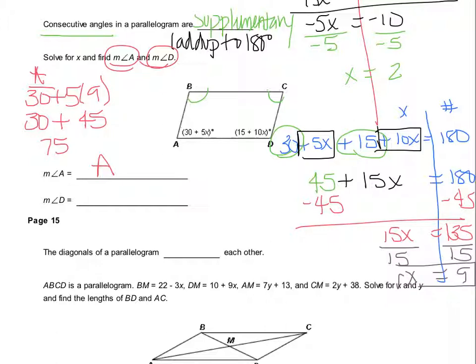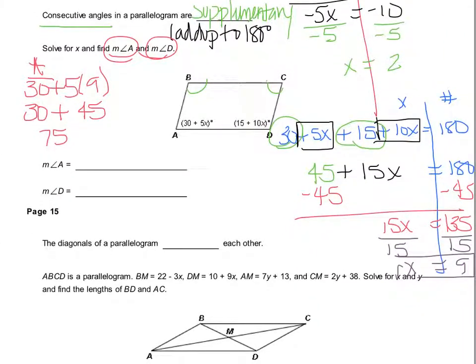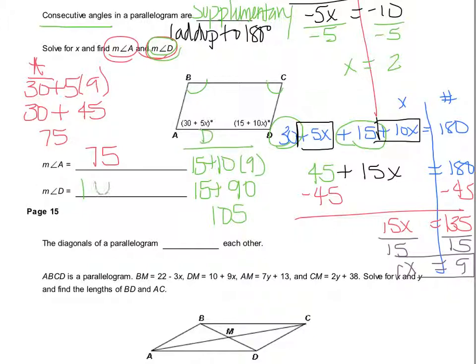Now angle C, I can't just put 75 for that one because they're not congruent. They are what we call supplementary, which means they add up to 180. So I actually have to plug in and work that one out. So for angle D, I know that it's 15 plus 10x, and we again know x is 9. So we have 15 plus 10 times 9 is 90, and 15 plus 90 is 105. So this is for angle D. So angle D measures 105 degrees.